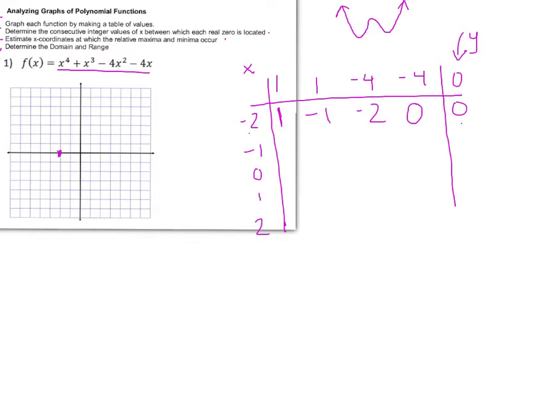Alright, now we do -1. Still drop down our 1. 1 times -1 is -1. 1 plus -1 is 0. 0 times -1 is 0. 0 plus -4 is -4. -4 times -1 is +4. -4 plus +4 is 0. And 0 times -1 is 0. 0 plus 0 is 0. So this also tells us we have the point -1, 0. So there we can go over to our graph and plot -1, 0.